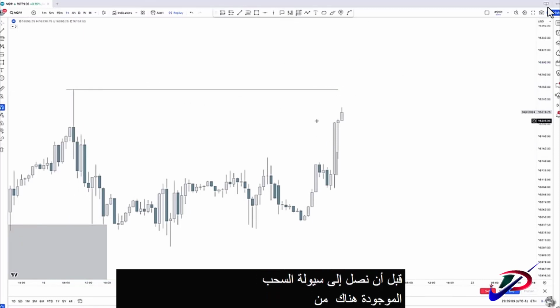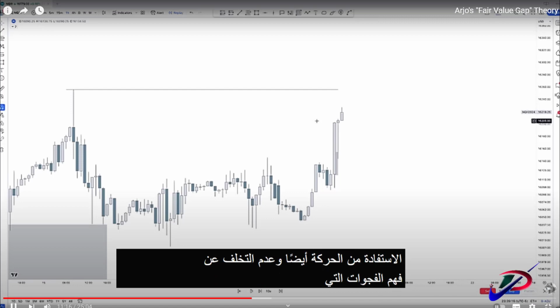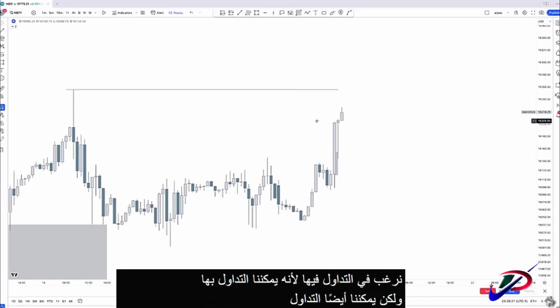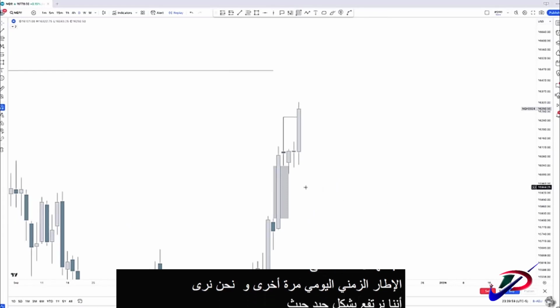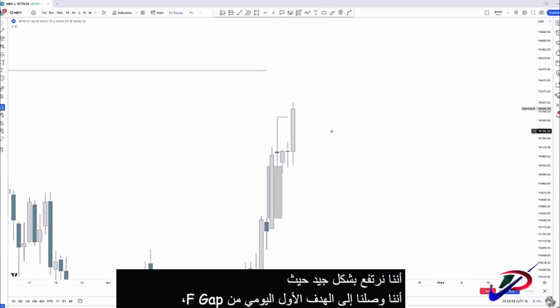That is extremely important to know to, of course, capitalize on the move, also not get left behind, understanding which fair value gaps we want to trade into, because we can trade off of them, but we can also trade towards them. Because here we are on the daily time frame again, and we are seeing we're pushing higher nicely off that daily value gap. We've reached the first target right there.